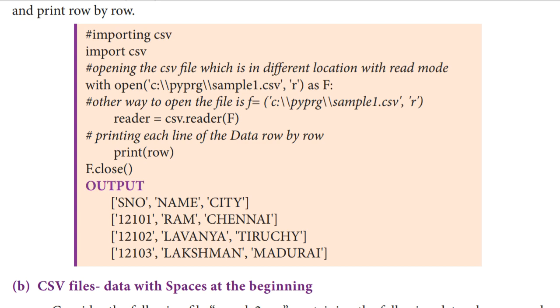So here we are importing the csv module. Next we are opening the file, open, then we give the file name, then the mode of the file also we give. Next we are going to use the reader. So reader is equal to csv.reader. That function we used here. Next we are printing the data from the CSV file row by row. So this is the output of the CSV file.